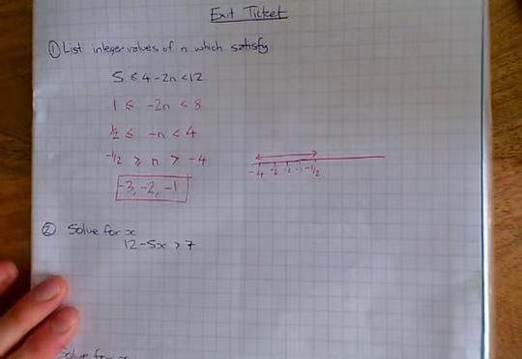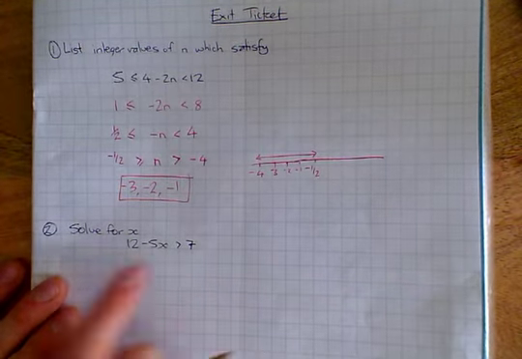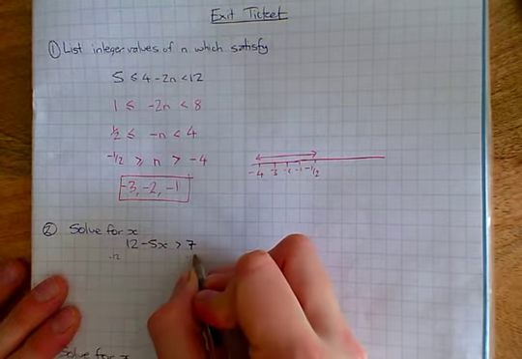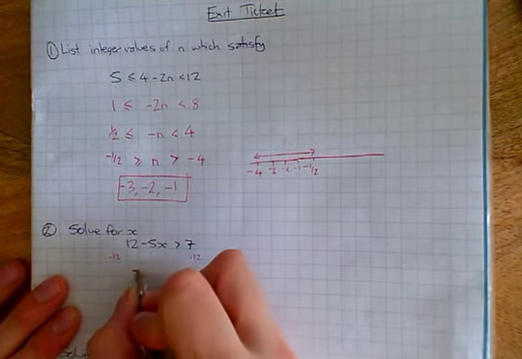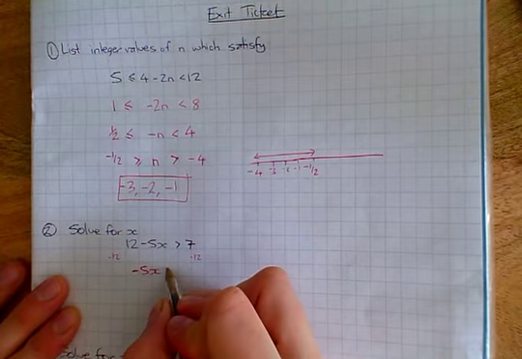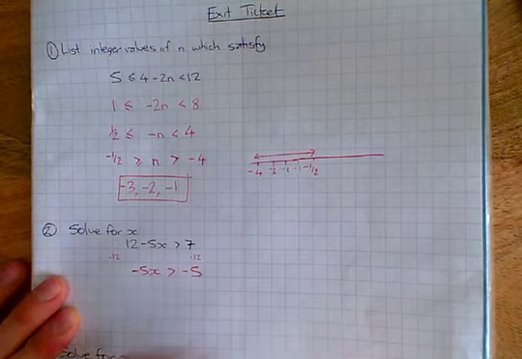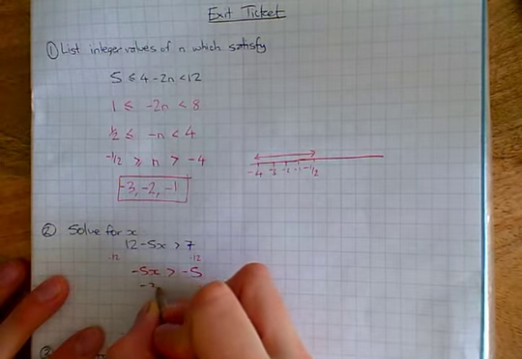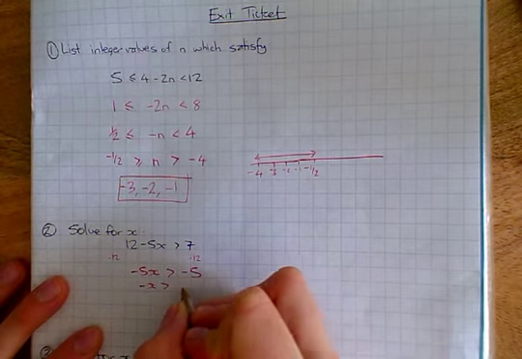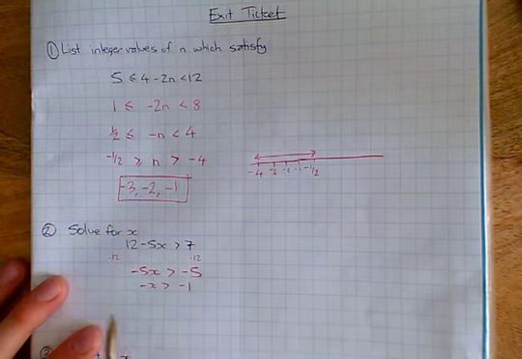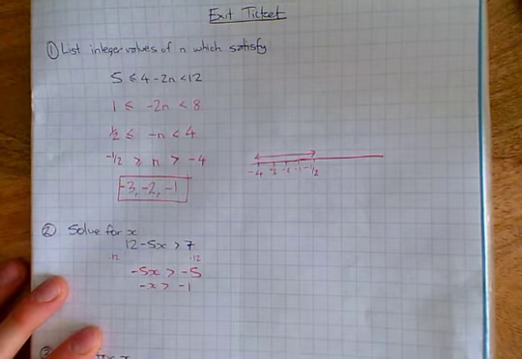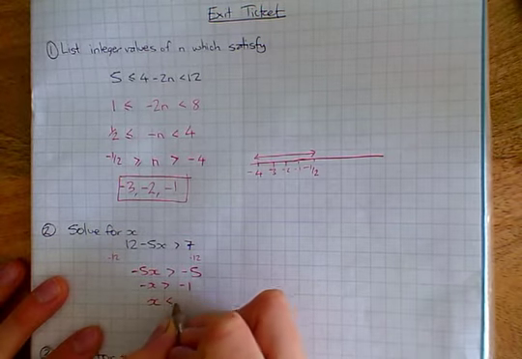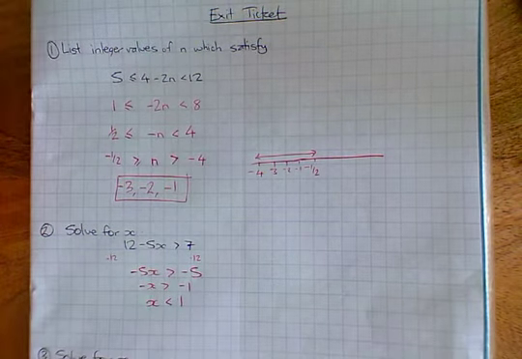Question 2, we're asked to solve for x, and we've got 12 minus 5x is greater than 7. So the first thing that I'm going to do is subtract 12. You may have done it a different way, and that's fine, but then you've got negative 5x is greater than negative 5. If you divide throughout by 5, you've got negative x is greater than negative 1. And then here, to eliminate the negative x, multiply throughout by -1 and change the sign, so you get x is less than 1.